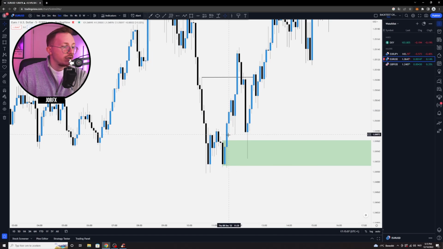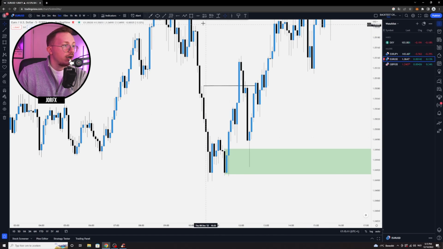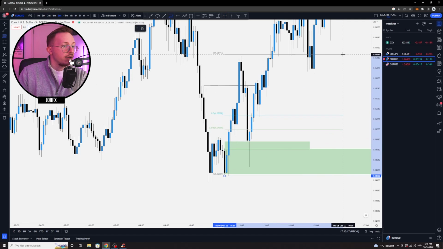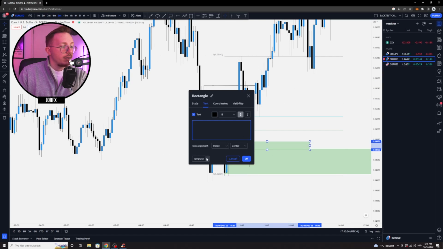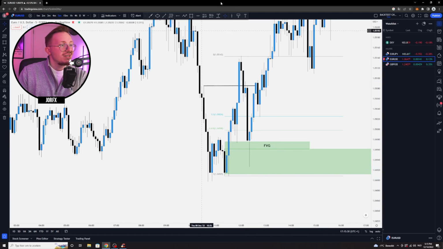The only fair value gap that we can find right here is this one. By the way, I also want that fair value gap to be in a discount. So I want that fair value gap to be under the 50% of the displacement move. So the only fair value gap underneath the 50% of the displacement move is this one right here. I'll mark it with fair value gap, bam, fair value gap. So this is your entry.